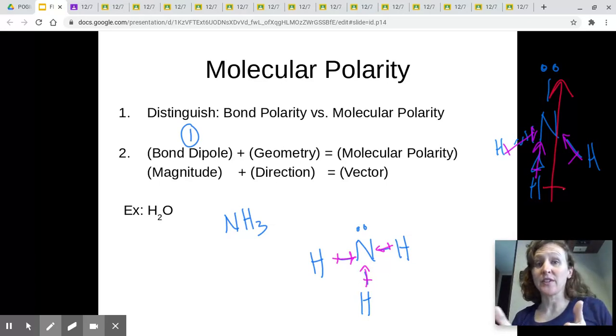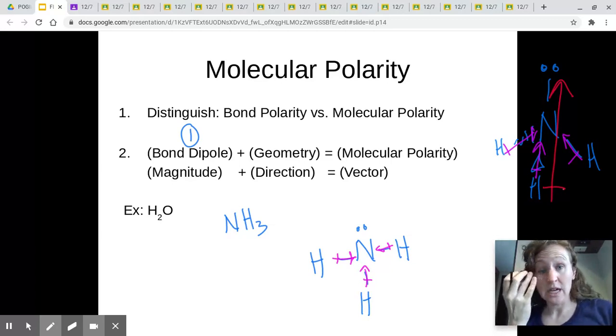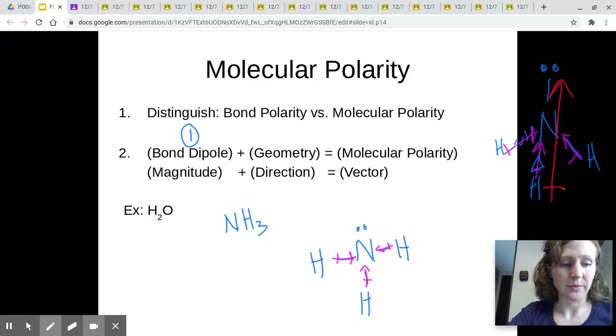So notice the difference between bond dipoles, which are in purple, and between 2 atoms, and molecular dipole, which is in red, which is a combination of the bond dipoles. It's over the whole molecule. Let me give you another example.